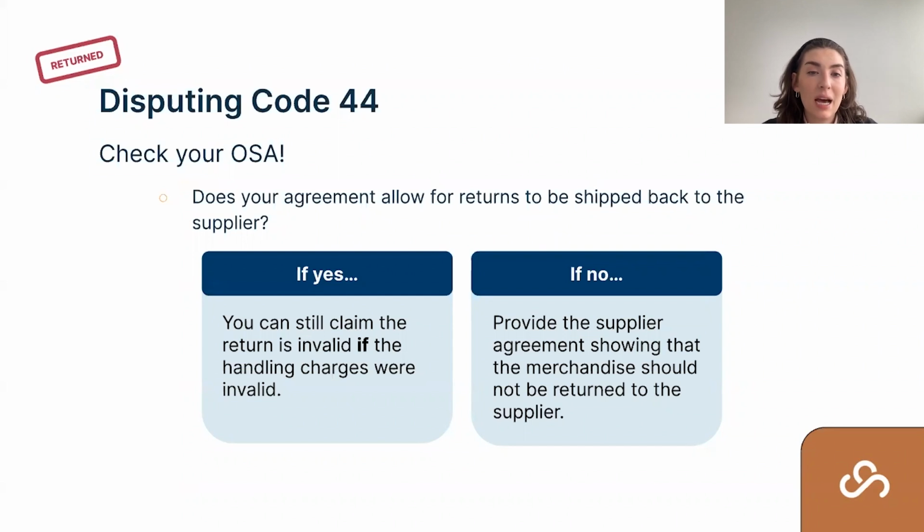But let's say that your supplier agreement does not allow for returns to be shipped back to the supplier. You would provide the supplier agreement showing that the merchandise should not be shipped back, and that code should be invalid.